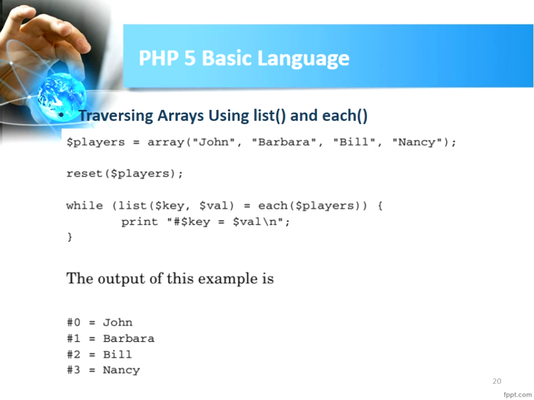We can also traverse the array using list and each. Not foreach, but another manner. List equal each. So list here assigns variables as if they were an array.